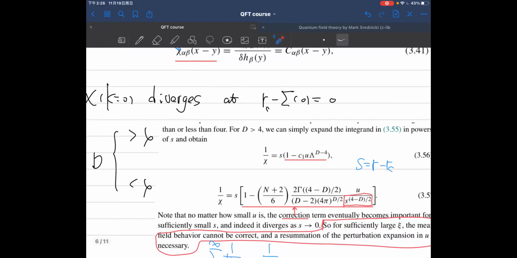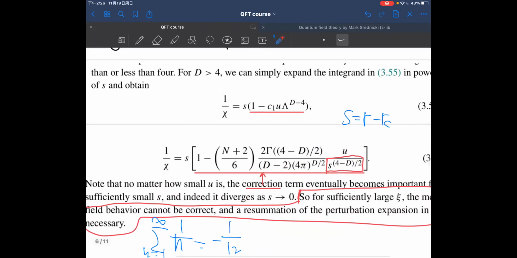Then you see that for small perturbation, u is quite small, and if u equals 0, it is just the result of the free theory. But when u is quite small, the perturbation is quite small. That's great. But for d smaller than 4, you see that.